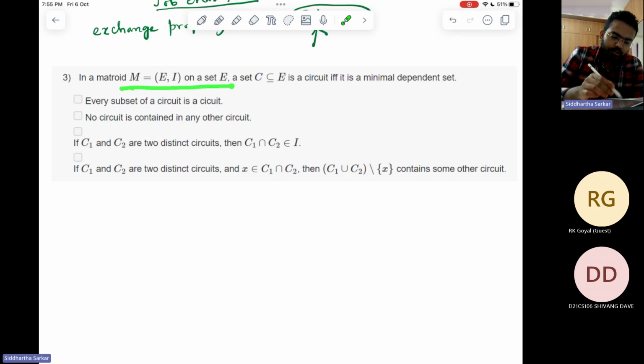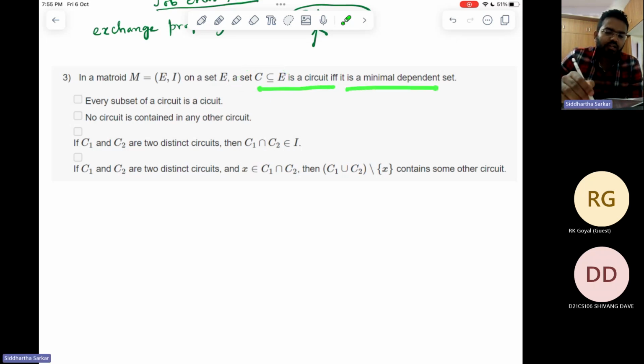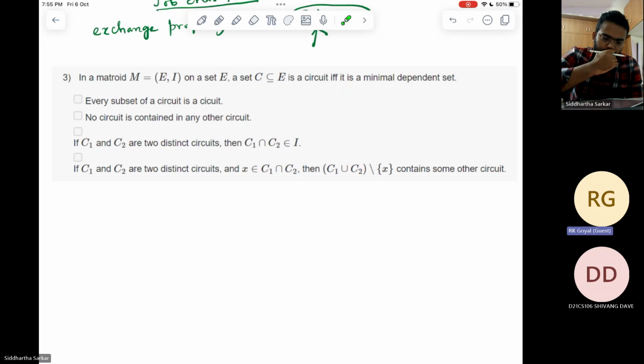So you are given a matroid. So there is this universe and there is this set of families. So if there is a set C, which is a subset of the universe, such that it is a minimal dependent set, then it is called a circuit. Or the other way around, it is called a circuit if it is a minimal dependent set. Okay. So what is this minimal dependent set?